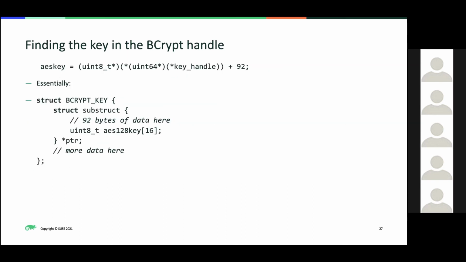This is sort of hard to read, so I've made a C-like structure to help understand it. The key is basically this struct, and the handle will be a pointer to that struct. The first thing this struct contains is a substruct, which has 92 bytes of random data and eventually 16 bytes of your key, and this is stored as a pointer. So yeah, this is basically what I intuited about the key.